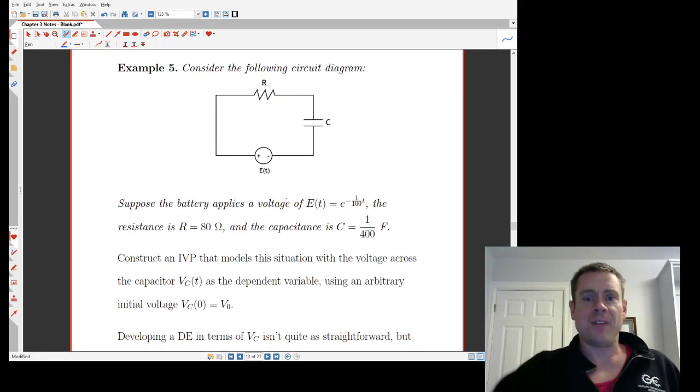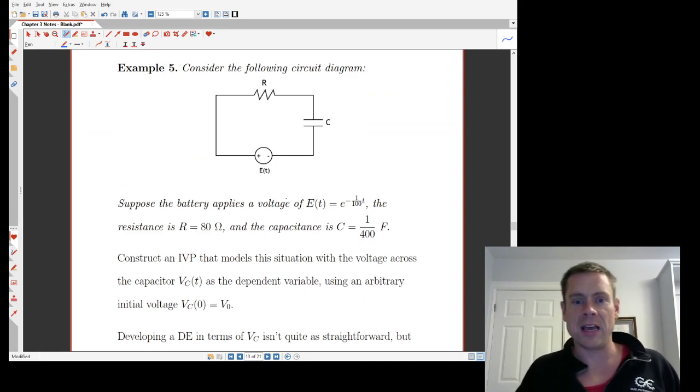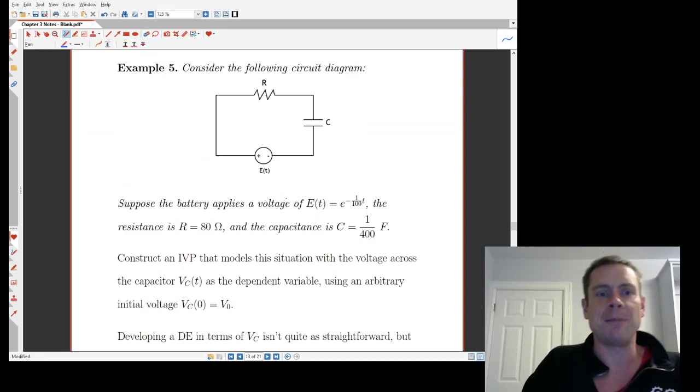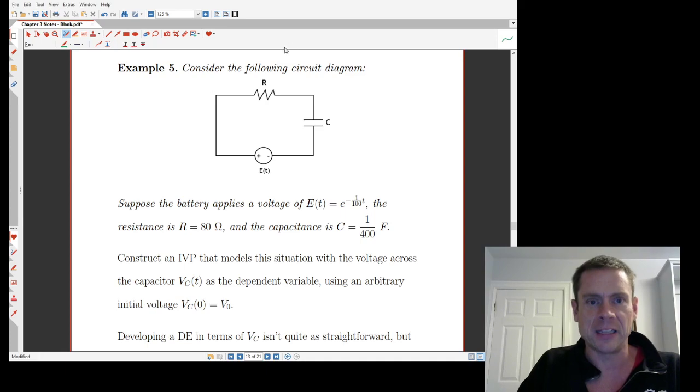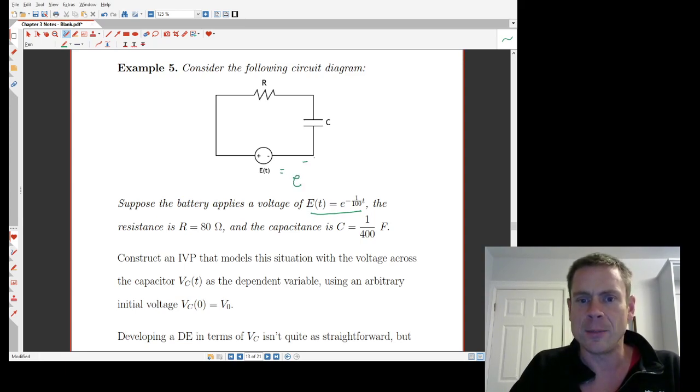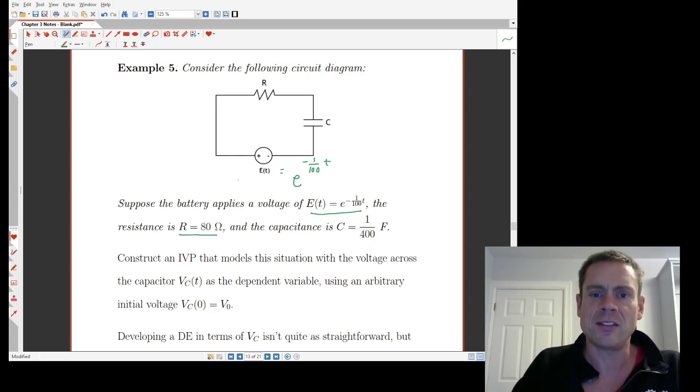So we have a circuit diagram here, and let's go through and do the same thing. We're going to label some stuff to start, but then discuss what we'll do differently this time. So we have a slightly different voltage this time. It's an exponential. That's not going to be a huge deal. e to the minus 1 over 100t. We have a resistance that is 80.